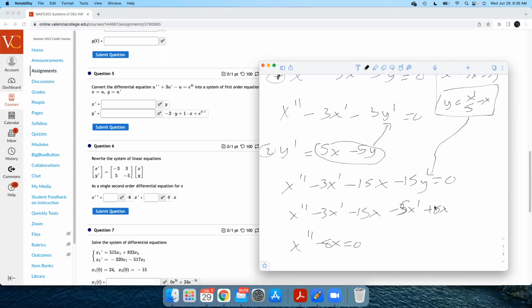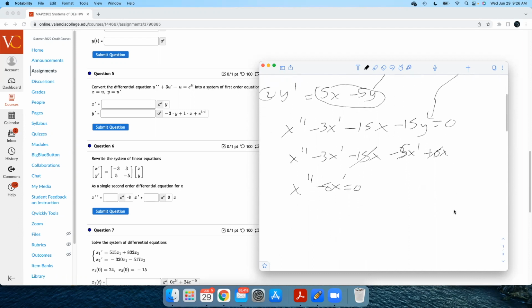And then all we have left are x's. By chance, the x prime terms canceled out. That's just coincidence. I don't know if that's going to happen every time. Okay, so here's what we get. Here's our second order DE that only has x in it. And that may be easier to solve. We could find our characteristic polynomial and so forth. And we're really good at solving these. And you can see here that's the correct answer.